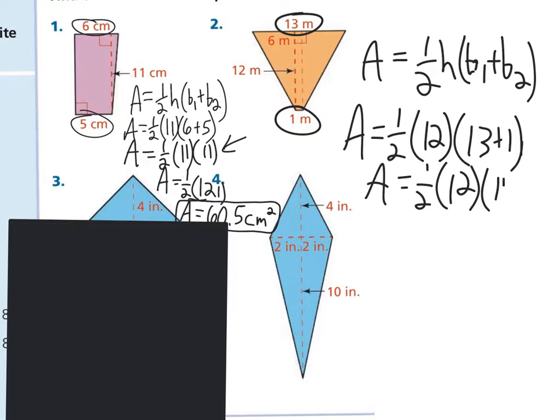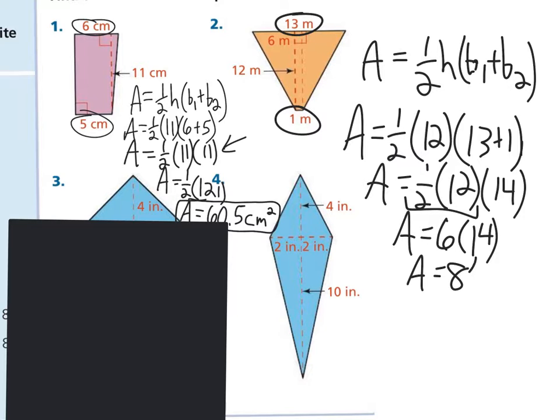And if we add 13 and 1 is 14. Those are both even, so whatever you want to do. Half of 12 is 6, and then 6 times 14 would be 84. So 84 square meters. Or if you wanted to, you could have done half of 14 is 7. 12 times 7, maybe a little more familiar to you, to get 84 square meters.